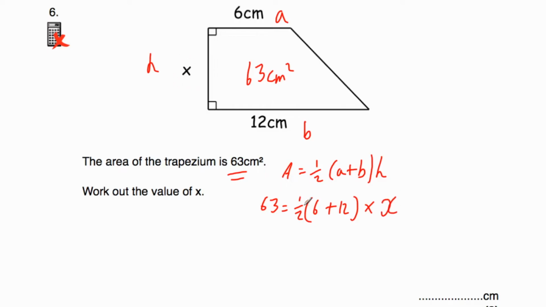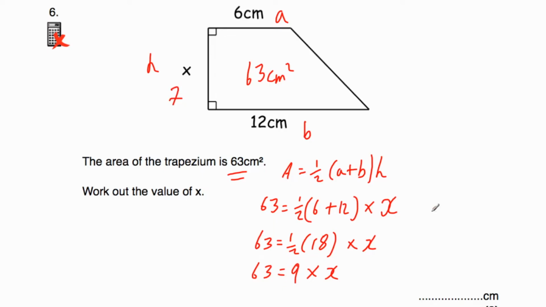Now we would normally work out our bracket, so we would do 6 plus 12. 63 is equal to a half of, now 6 plus 12 is equal to 18, so a half of 18 multiplied by x. We would now half this, half of 18 is equal to 9, so we get 63 is equal to 9 times x. Well, 63 is in the 9 times tables. 9 times 7 is equal to 63.